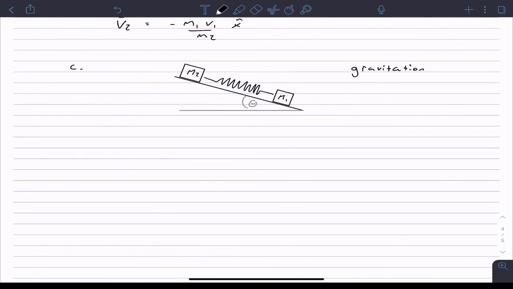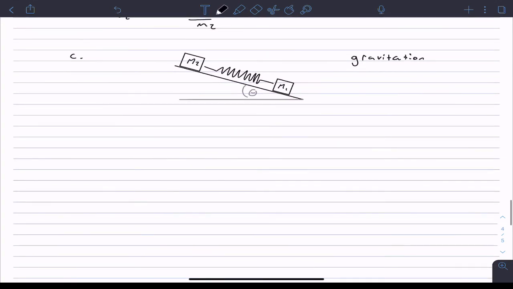So let's look at this a little closer, because I think this is rather important. If we have our cart here, we have a cart here. There's a spring with a constant K. Okay, we have a normal force for both carts.